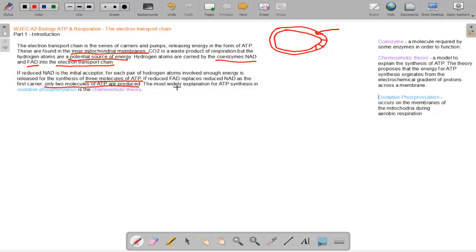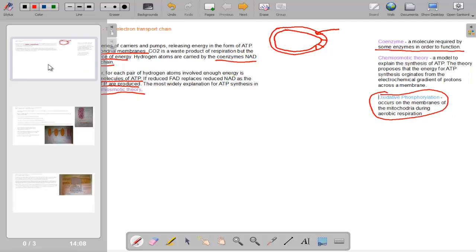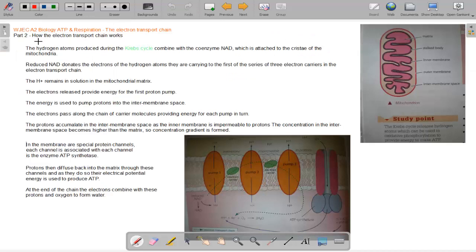The most widely accepted explanation of ATP synthesis in oxidative phosphorylation is chemiosmotic theory. So chemiosmotic theory is a model to explain the synthesis of ATP. The theory proposes that the energy for ATP synthesis originates from the electrochemical gradient of protons across a membrane. Oxidative phosphorylation occurs in the membranes of the mitochondria during aerobic respiration, and a coenzyme is a molecule required by some enzymes in order to function, which is what NAD and FAD are. They are coenzymes. So we'll now move on to part 2, how it all works.